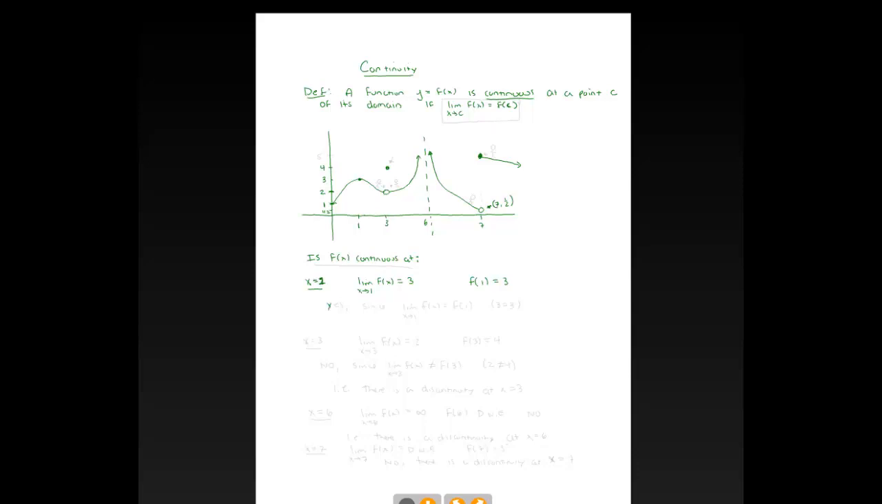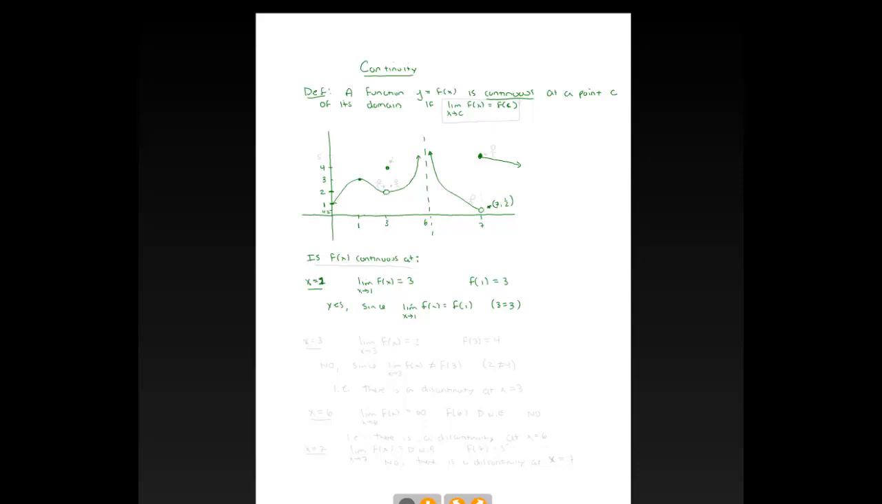So the answer is yes, since the limit as x goes to 1 of f of x equals f of 1, in which 3 equals 3. So the answer to is f of x continuous at x equals 1? The answer to that question is yes. And the reason is because the limit as x goes to 1 of f of x equals f of 1.